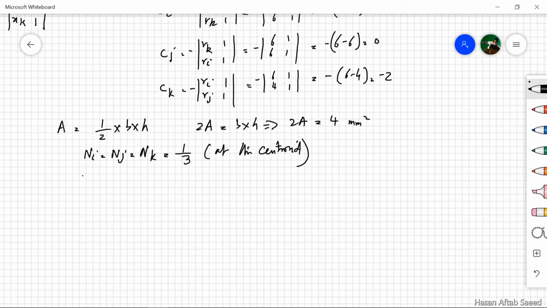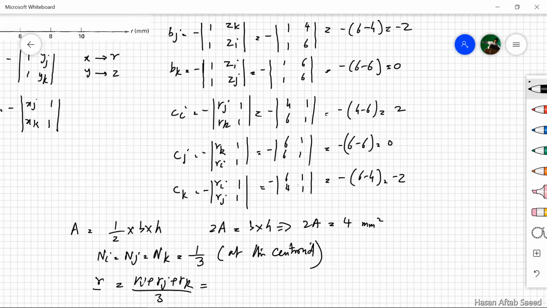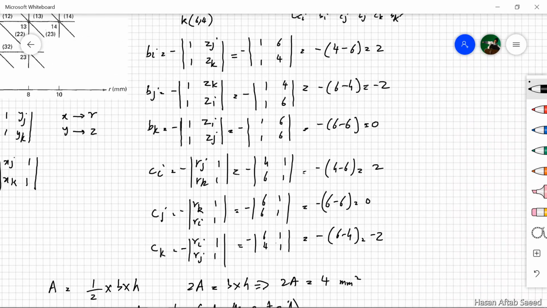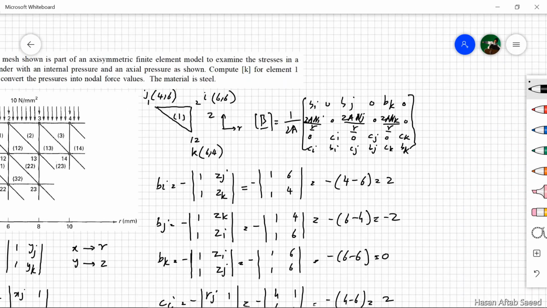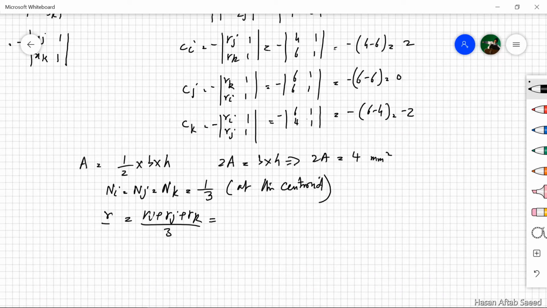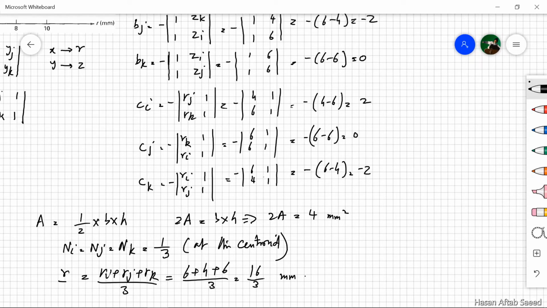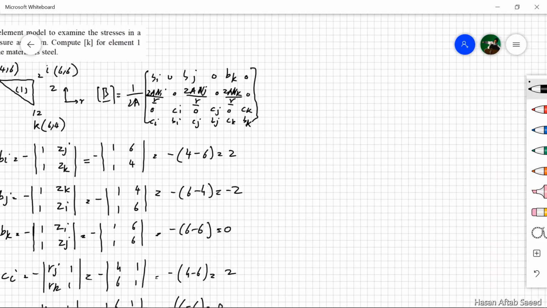Now R at the centroid is Ri plus Rj plus Rk over 3, and Ri, Rj and Rk are 6, 4 and 6 respectively. 6 plus 4 plus 6 is 16, so R is 16/3 millimeters. So we have all these values with us. All we need to do now is put in the values in their respective places.